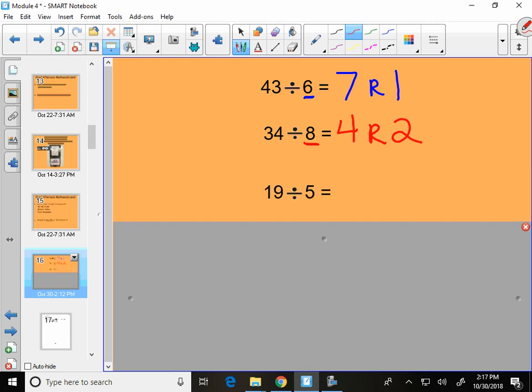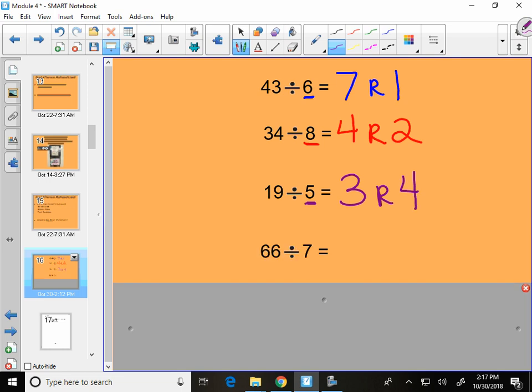19 divided by 5. I know that's not going to work out perfectly either. So I'm thinking, 5 times what gets me really close to 19? Well, 5 times 4 is 20. That's too much. Better do 5 times 3. 5 times 3 is 15. Ugh, not 19. 5 times 3 is 15. 16, 17, 18, 19. Remainder of 4.